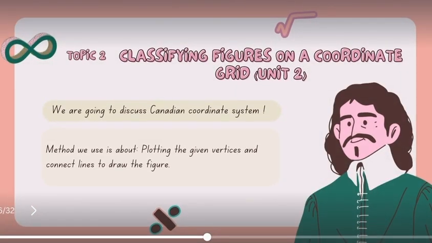Now we are going to move on to the second unit. The topic that we're going to discuss is classifying figures on a coordinate grid. And we are going to discuss the Canadian coordinate system or the American coordinate system. The method we use is about plotting the given vertices and connecting the lines to draw the figure.